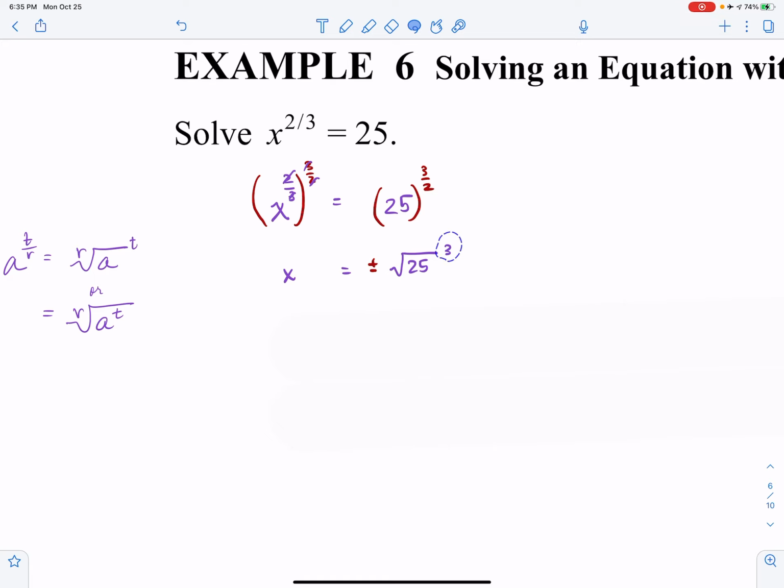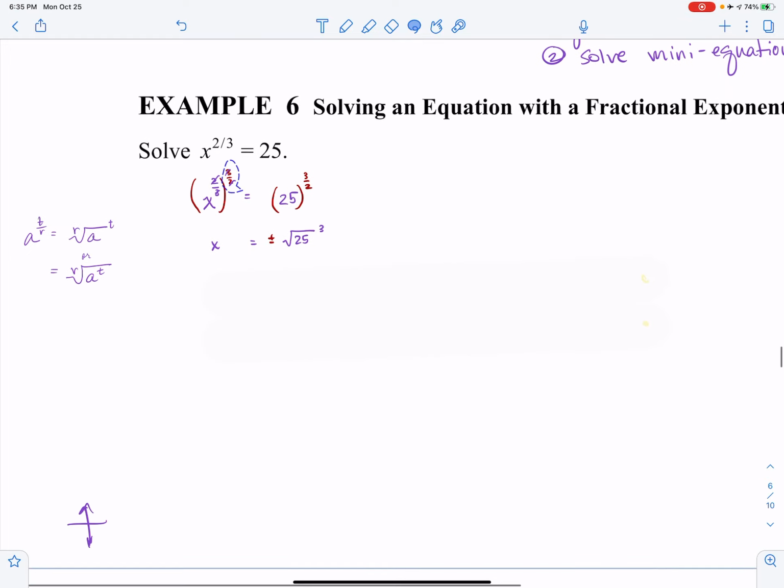And the deal here is that whenever we take the square root of both sides, we need to remember the plus or minus. And even though this does not look like a square root, the fact that that 2 is in the bottom, it is a square root. So we're still taking the square root of both sides. So we need to remember our plus minus, just like we did in earlier chapters when we took the square root of both sides. So the square root of 25 then is going to be 5.